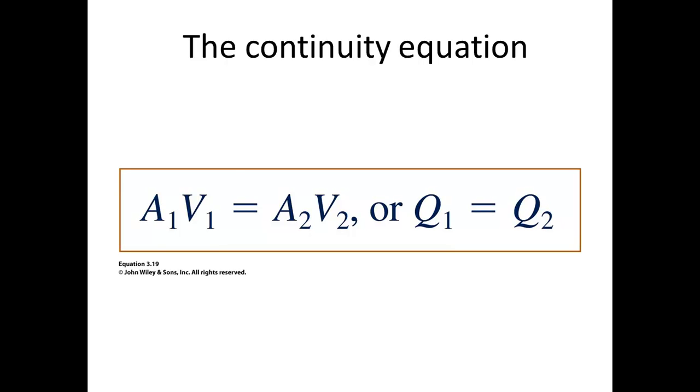And two more terminology points here before I move on. AV is the volume flow rate. Just look at the dimensions of A and the dimensions of V. You're going to get cubic L, or L cubed per T. And if you multiply that times rho, you're going to get a mass flow rate. We'll be using those.